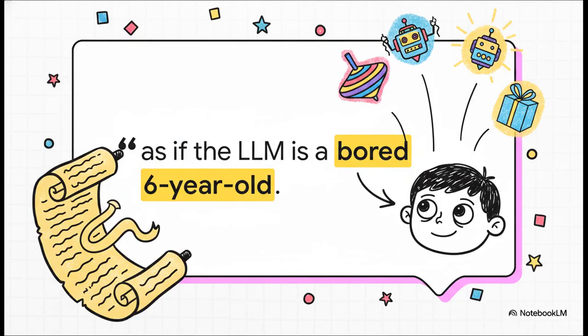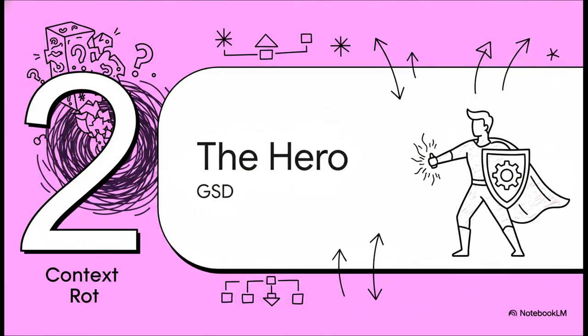And the source material just nails the problem with this perfect analogy. The LLM gets distracted by the newest, shiniest thing you tell it, just like a little kid getting bored during a long story. It's a simple but really powerful way to understand why these complex AI projects can go so far off the rails. But hey, if context rot is our villain, then every good story needs a hero.